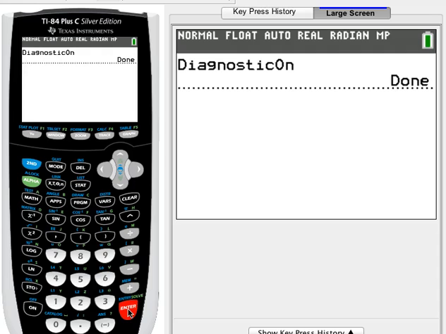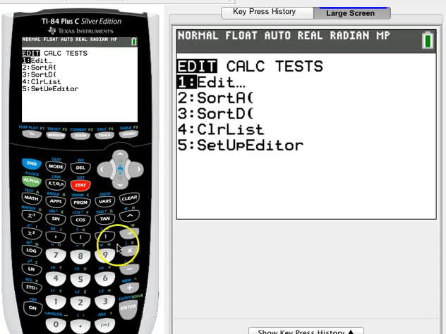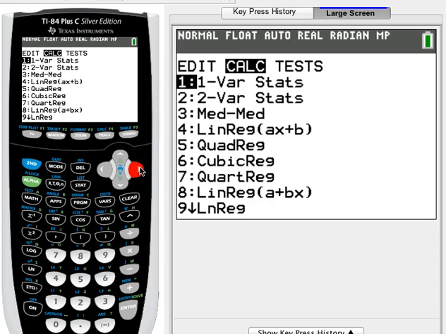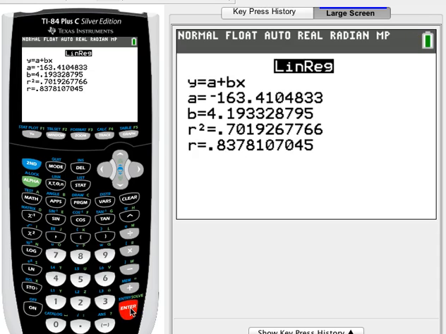Now, if you notice before, mine didn't do that, but now that I've hit that, it's going to. And again, to get to the regression, we're going to go to Stat, Calculate. Now, just to show you the difference, this time I'm going to do the other linear regression and show you how it looks, okay? So here is my linear regression this time, okay? Notice now R is showing.